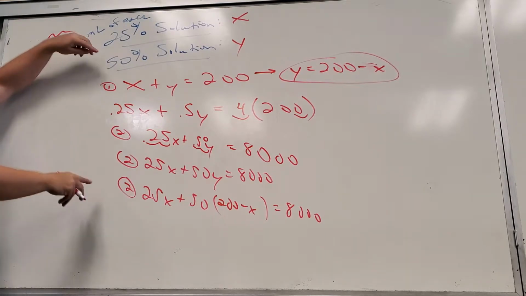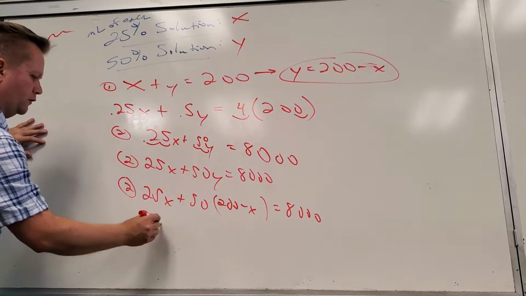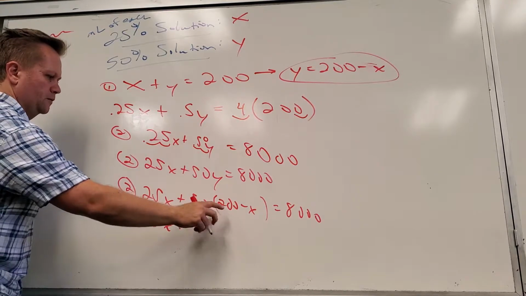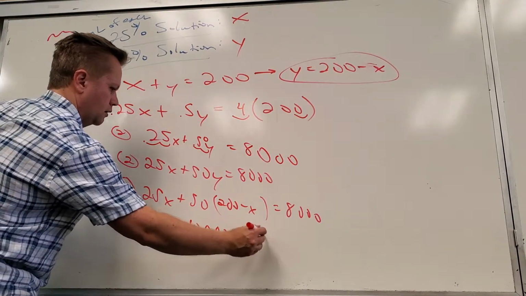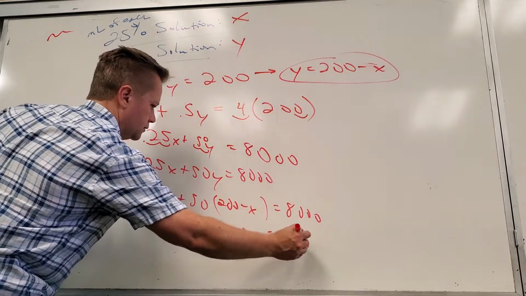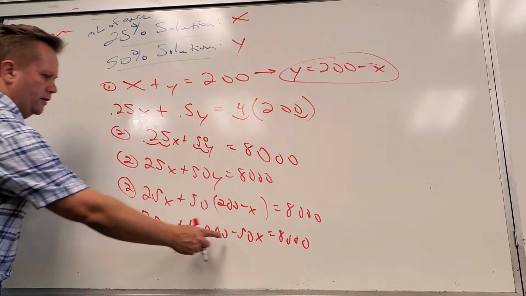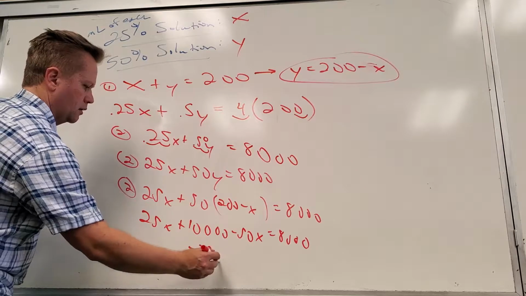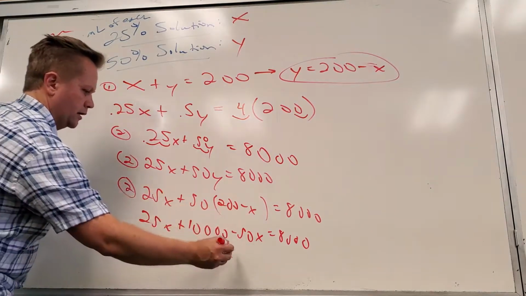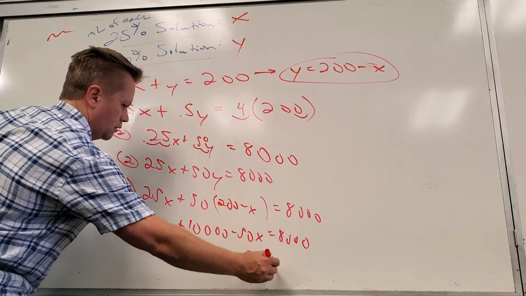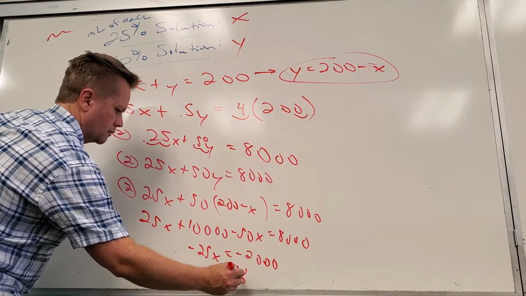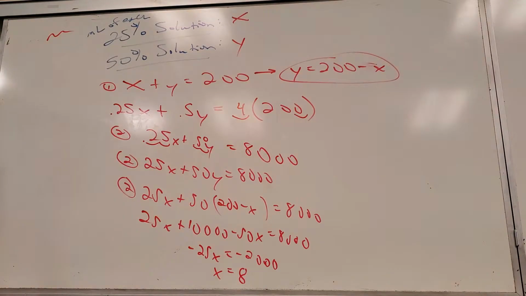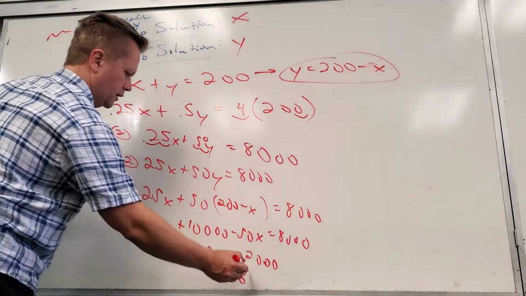So now if I finish this out, 25x plus 10,000. Oh yeah, I think that's what that is. So then I get negative 25x. Subtract 10,000, I get negative 2,000. And then I get x equals 80. Maybe it's 80. Yeah, thank you.